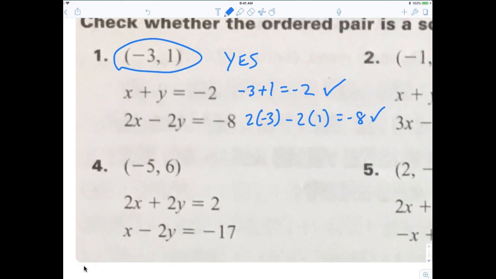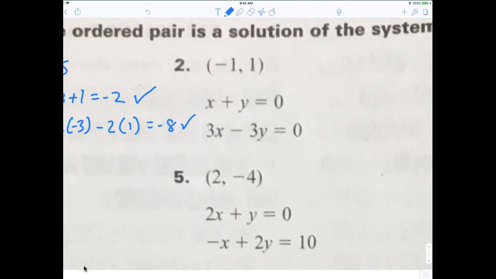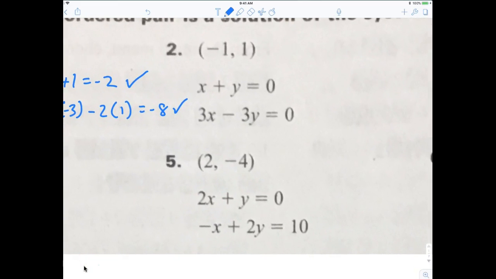Everybody see what I did? I just plugged in the x value, -3, and I plugged in the y value of 1 into the equation. It satisfied both equations. Keep that in mind. It has to work for both equations. Now let's take a look at question number 2.